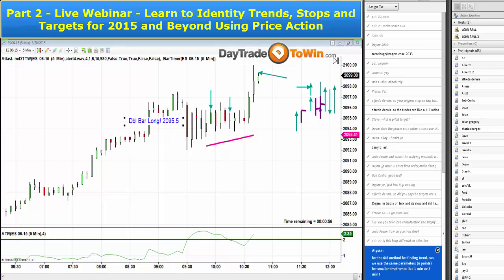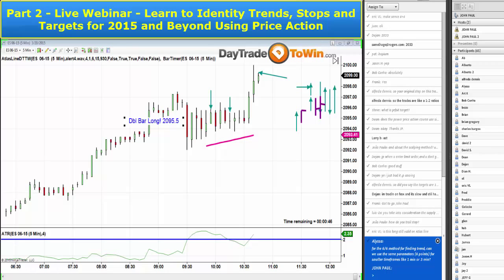Elisa, for the 6-6 method for finding the trend, can we use the same parameter, 6 points, for smaller time frames like 1 minute or 3 minute? Yes, you can, but the same parameter is not 6 points, Alicia. It would be instead 6 candles, and whatever the midpoint of the 1 minute or 3 minute from the extremes, whatever the average price movement is, that's how you quantify it.